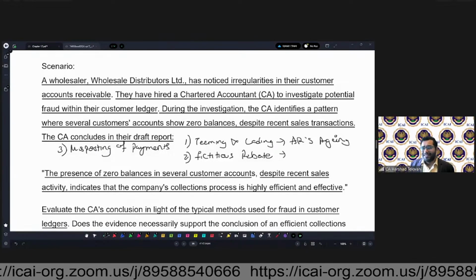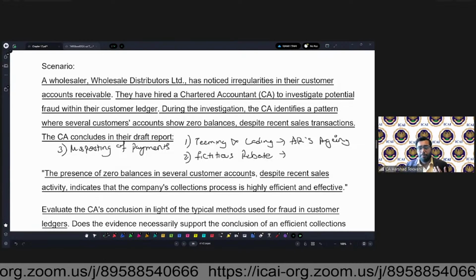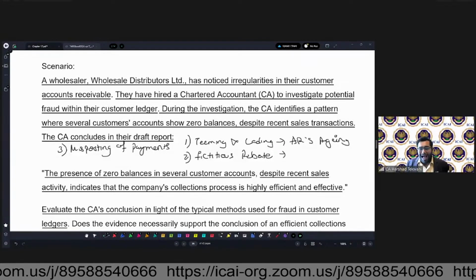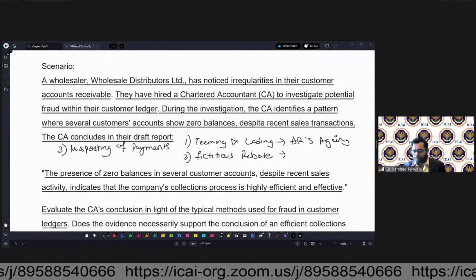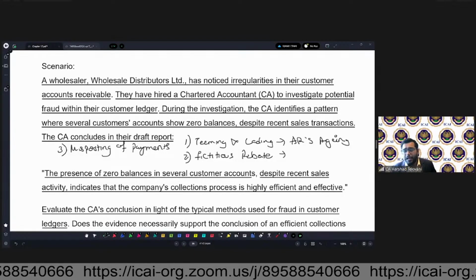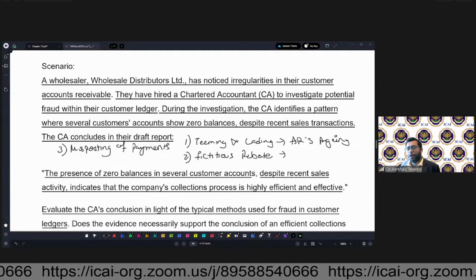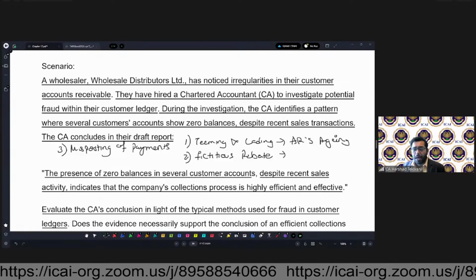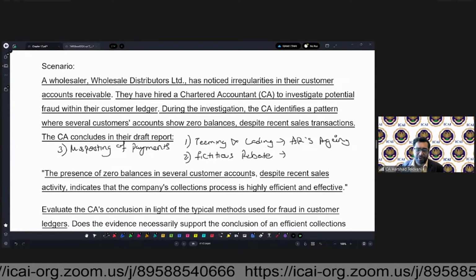So these are certain schemes that could be used to hide AR balances, or to zero out the customer ledgers, even though you have a recent sale activity. So by these methods, the employees or the person concerned over here can hide the recent balances or the sale transaction.